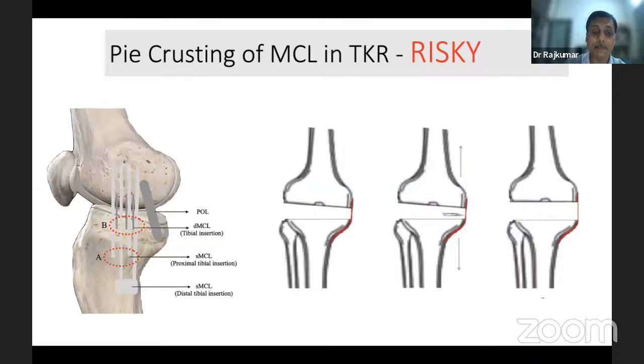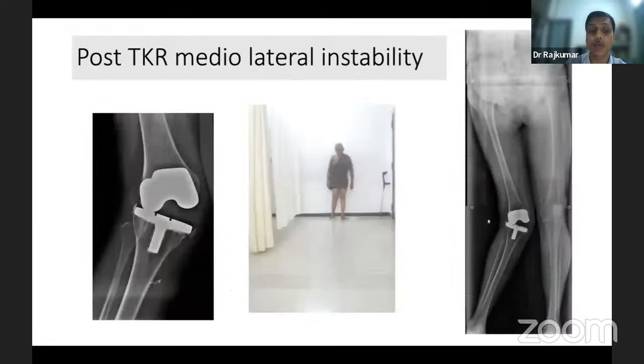Another problem is there. When you are trying to do pie crusting, it may not show a direct immediate opening, but you have to be very careful. In my practice, I don't do any pie crusting at all, but still a lot of studies and a lot of surgeons try to do that. It is risky, because post-operatively it can give an opening like that. It might open out post-operatively.